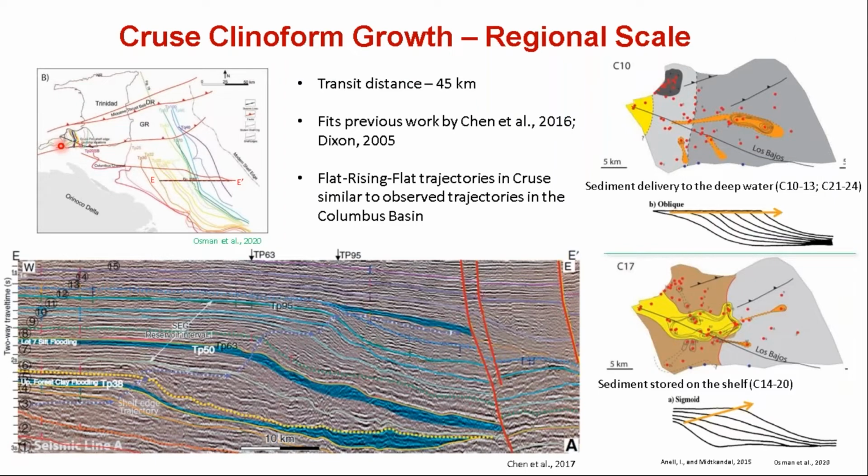Now, the Cruse clinoform growth, you can also observe this on a regional scale. So this is our study area here, whereby the Cruse shelf edge actually maps with what's been mapped offshore in the Trinidad Columbus Channel and in the Columbus Basin. This is a seismic line E to E prime, and you can also see for the younger shelf edges, they also maintain this flat rising, flat trajectory.